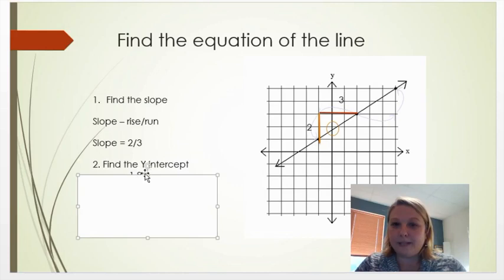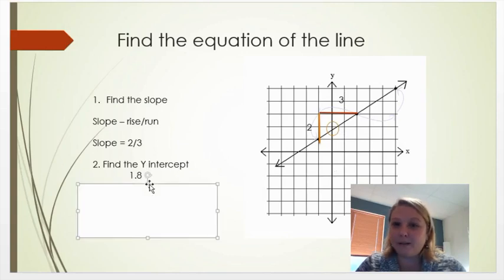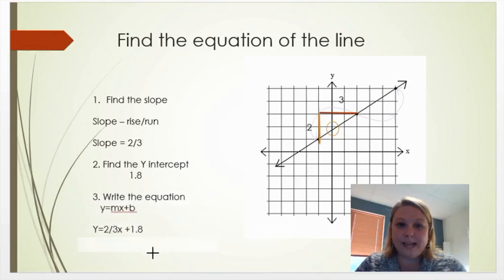Now, the y-intercept. How do we find the y-intercept? Well, we have to find out where this line crosses the y-axis. It crosses it right here at this circle. This isn't perfect, but it's between 1 and 2. I'm going to say it's about 1.8 because it's pretty close to 2, but it's not quite 2. So if the y-intercept is 1.8, then all we have to do is write the equation: y equals mx plus b, y equals 2/3 x plus 1.8. So that's how you find the equation of the line.